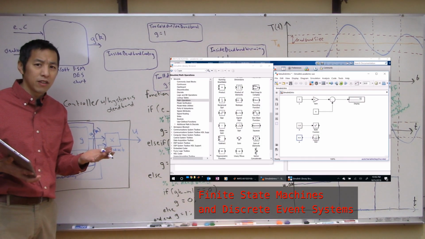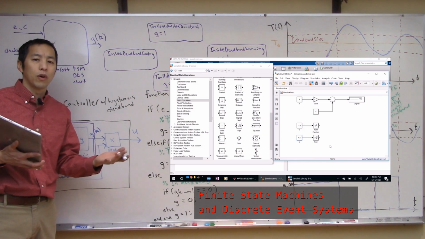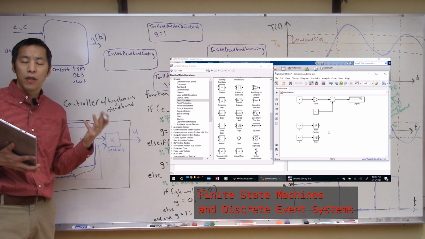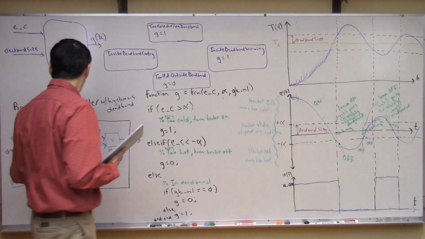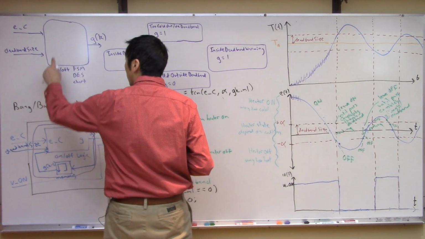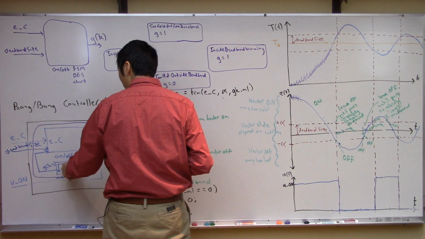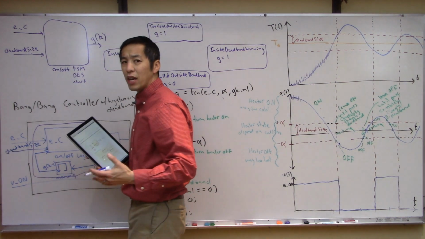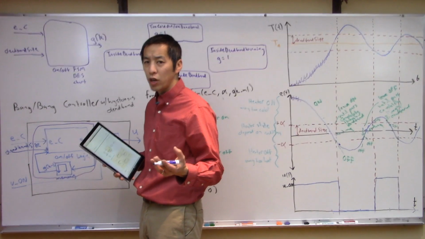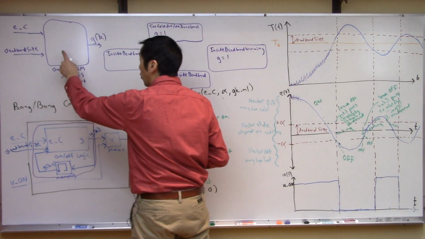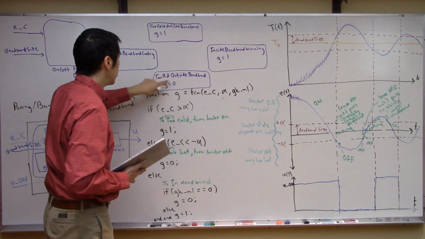In fact, we have dedicated discussions on finite state machines and discrete event systems, but I just want to give you a quick example of how we can implement this bang controller with Hysteresis Deadband using a finite state machine. So let's take this purple box, and I just want to replace all this if-then-else in the memory block and all that stuff, because you can see how this could get difficult to visualize if the logic got a little bit more complicated.